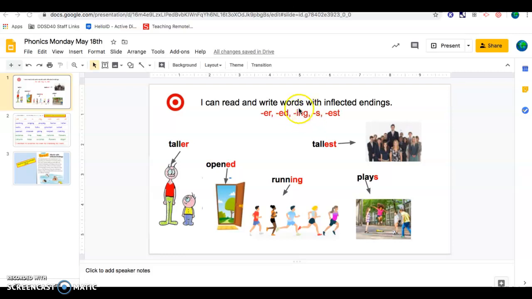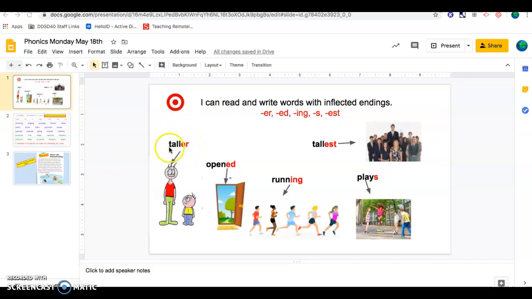ING, ing, when you add that to the end of a word, it makes the base word happen right in the present. So whatever the base word is, it's happening right then. S, when you add an S to the end of a word, it makes that word plural, or it makes that word mean more than one. So it could be more than one time, or more than one of whatever that base word is. EST, est, when you add that to the end of a base word, it makes the base word mean the most.